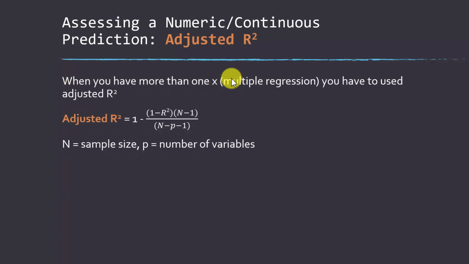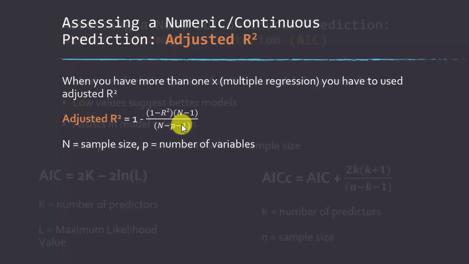Okay, another caveat to this is if you have multiple predictor variables, multiple x's, such as in multiple regression, or if you're using multiple predictor variables with your machine learning, then you have to adjust R squared, because generally R squared is going to increase if you add more predictor variables, even if the model isn't really improving. So this is the equation to do that. Effectively you subtract this from 1. R squared is R squared, N is the sample size, the number of samples, and P is the number of predictor variables. So that offers an adjustment when you have multiple predictor variables.